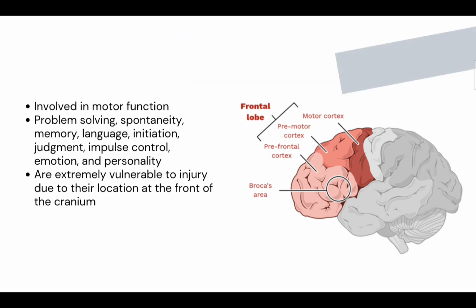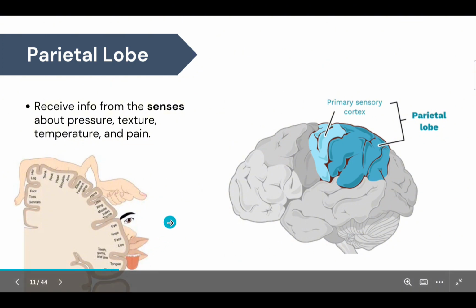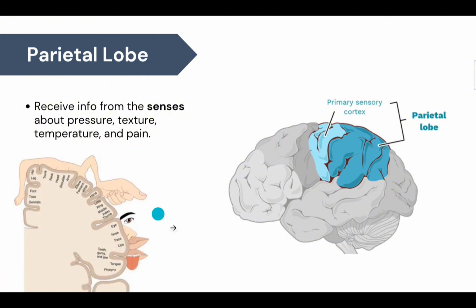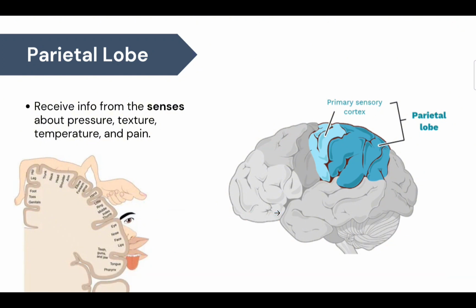Okay? Next is the parietal lobe. The parietal lobe is located in the middle part of the brain, and it receives information from the senses about pressure, pain, texture, and temperature. As you can see from the picture below, this is how you can remember the parietal lobe parts. These are the parts of the cerebral cortex, and all of these are the senses. So the parietal lobe is in control of our senses.